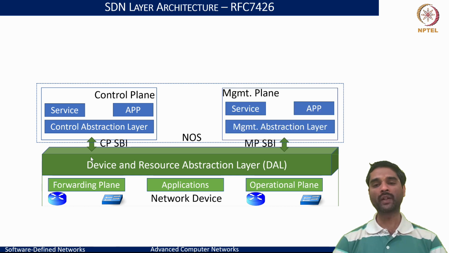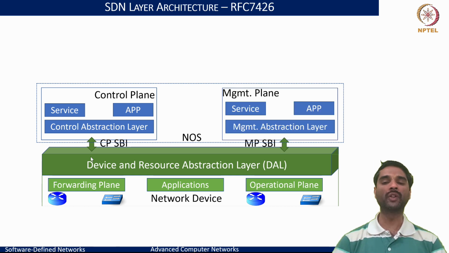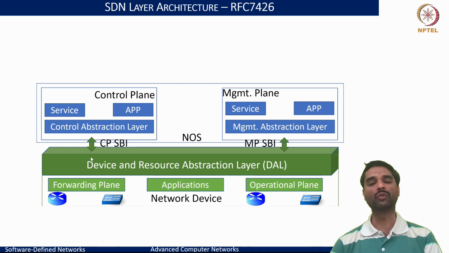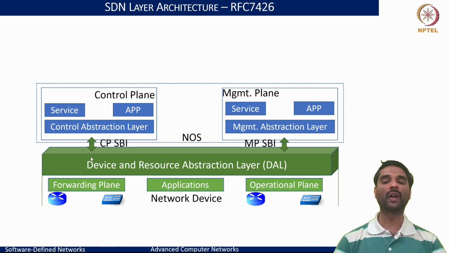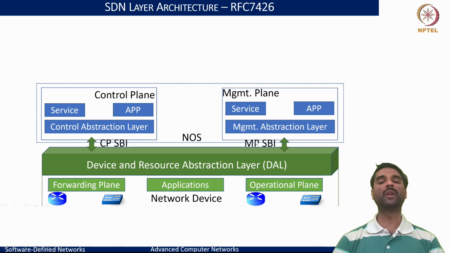And the other plane is the management plane within the network operating system. And like the control plane, it would have its own core services and applications, and it would use the management abstraction layer and the management plane's southbound interface to communicate with the operational plane of the device. And most often, this management plane southbound interface would be like SNMP or NETCONF and YANG, and there have been variants that have evolved.